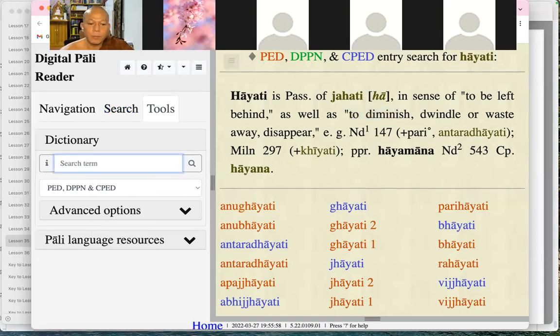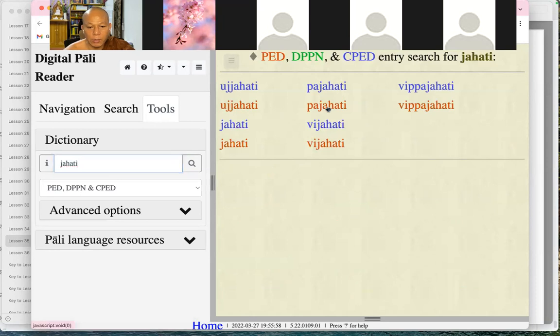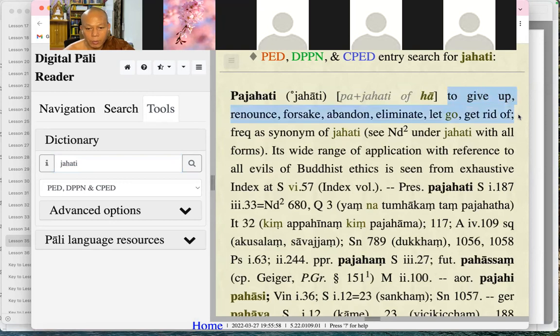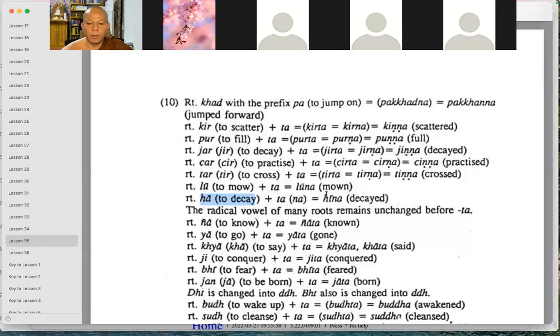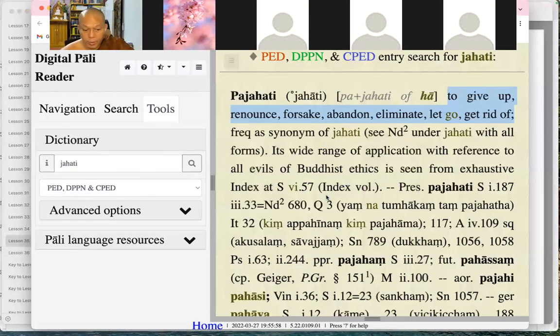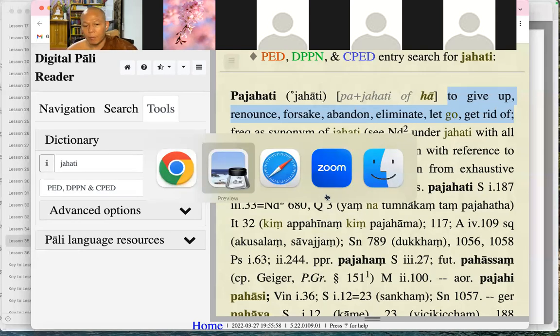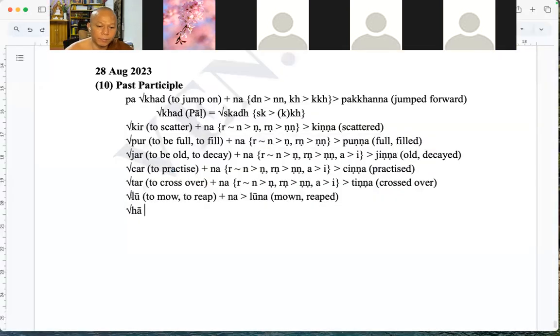So Bajahadi, Jahadi. The meaning of Jahadi is to give up, to renounce, to abandon, to get rid of, not just decay. But later, as a past participle, maybe in the Mahabharata story, Jakuni Hayandi Mamai Dani, in the passive sense, to decay. And then na. So R is changed to E. So that is he na, decayed.